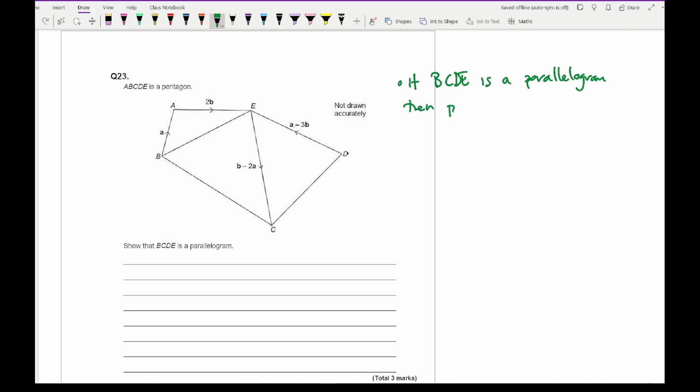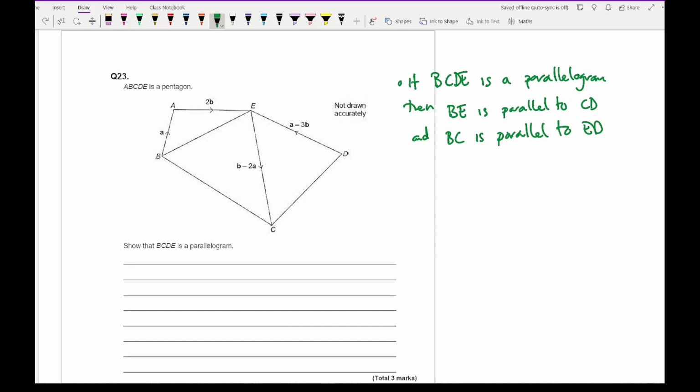then BE is parallel to CD, and BC is parallel to ED. Obviously I need to have two sets of parallel lines. Now if it's parallel, then with vectors we're looking at factors or multiples. So what I've got to do is show that the vectors BE and CD have a common multiple or common factor, and BC and ED have a common multiple or common factor.